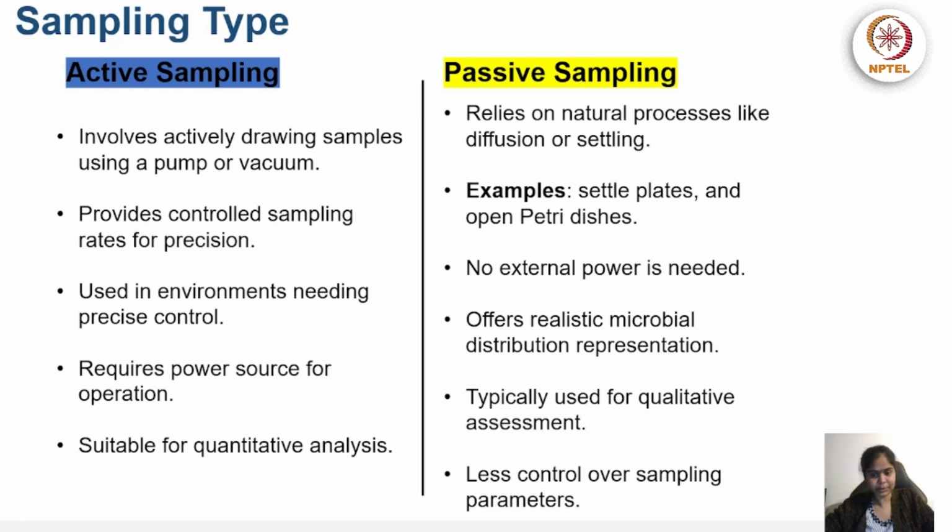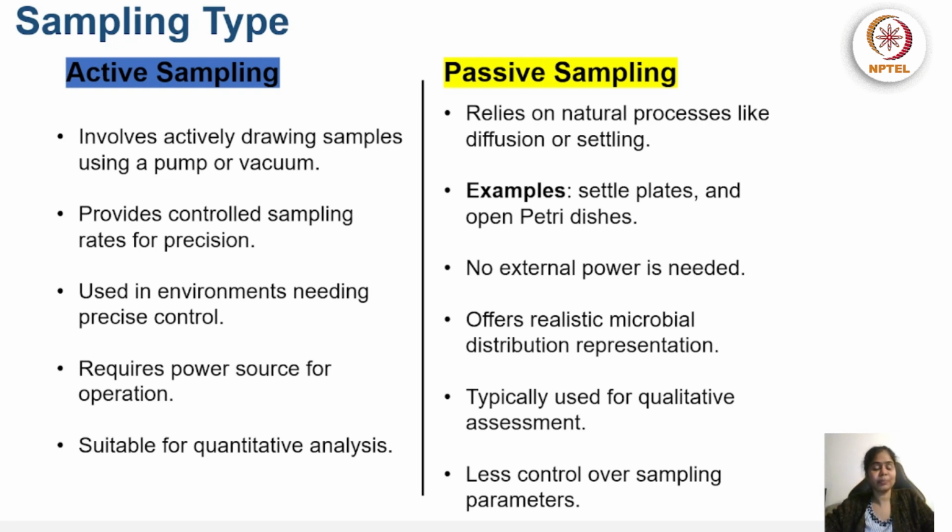Since the sampling time is long, it offers a realistic representation of microbial distribution, and it won't disturb the microbial balance of the environment. But one major disadvantage of this technique is, since we don't have control over the sampling process, we cannot do quantitative analysis. We won't be able to tell how much concentration is there per cubic meter of air. That is not possible here, but this technique can be used for qualitative analysis alone.